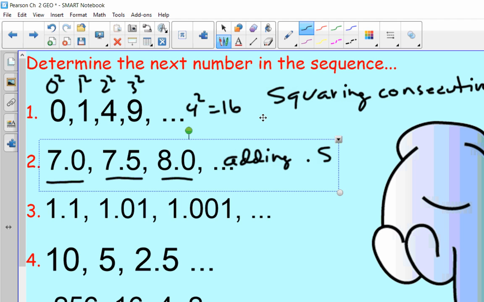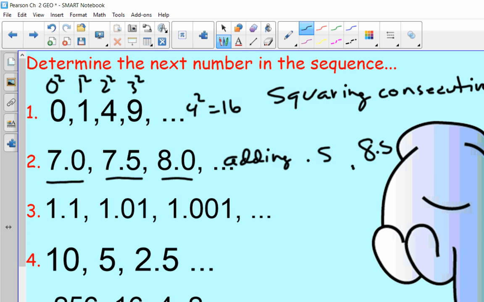In this one, I look at my set of numbers, and it looks like I'm adding 0.5 to each number. So my next one would be 8.5. This one's a little bit different. You could probably come up with some different things, but it looks like I'm adding a place of 0 to the previous number. So I get something like that.